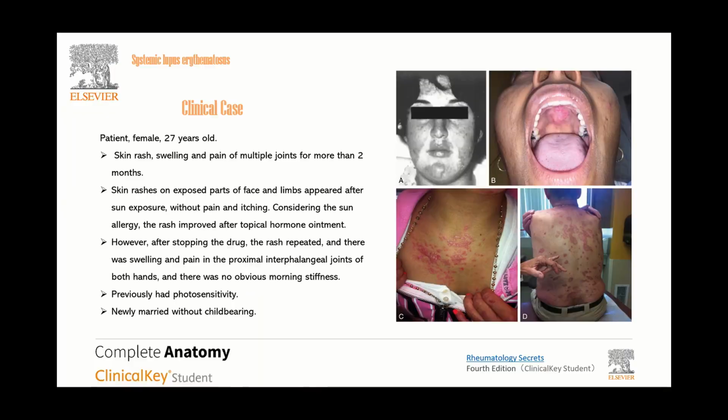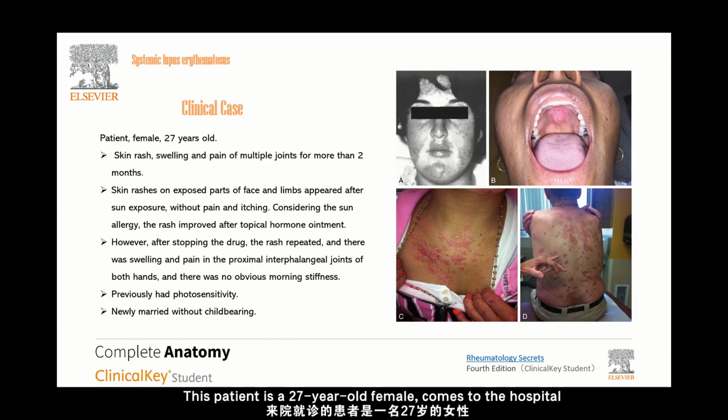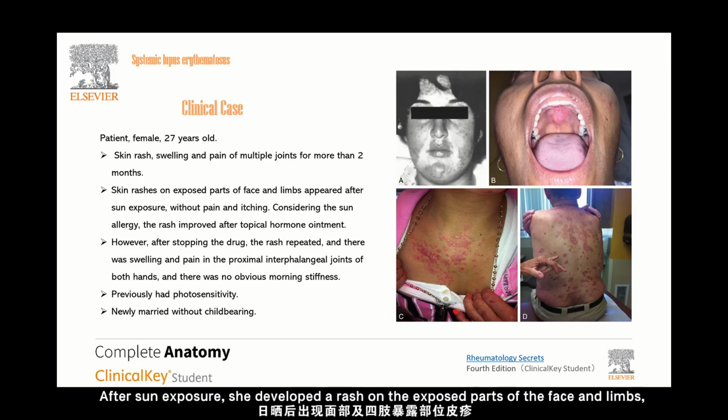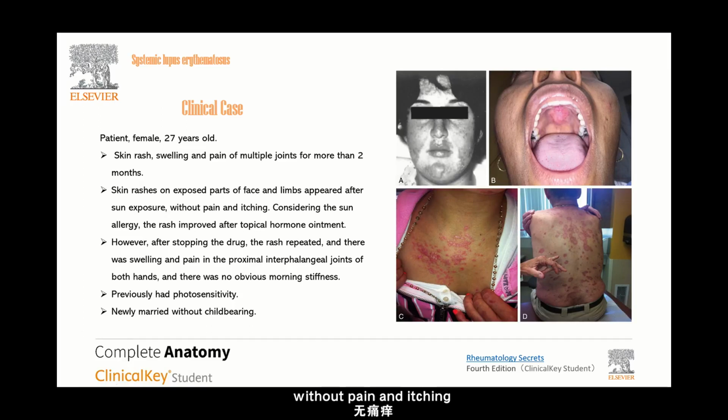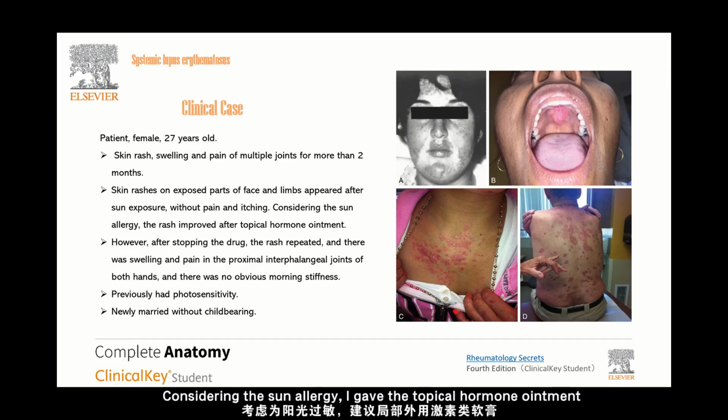So here we go. This patient is a 27-year-old female who comes to the hospital. She went to the beach for vacation 2 months ago. After sun exposure, she developed a rash on the exposed parts of the face and limbs, without pain and itching. Considering a sun allergy, I gave a topical hormone ointment, and the rash improved after this ointment.